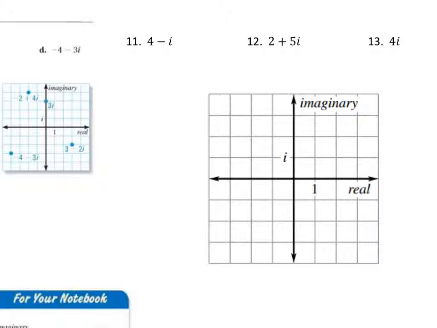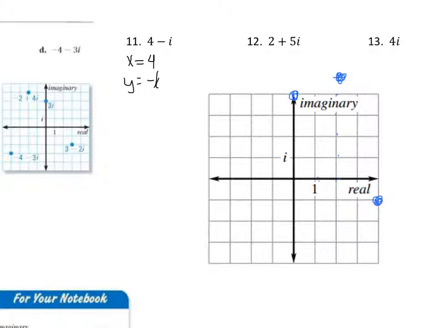Okay, so you have 4 minus i, so that's like x equals 4, y equals negative 1. So if I go to graph that, 1, 2, 3, 4, negative 1. 2 and 5, so 1, 2, 1, 2, 3, 4. Oh, I didn't make a big enough graph there. 5. 4i is 0. 1, 2, 3, 4. Okay?